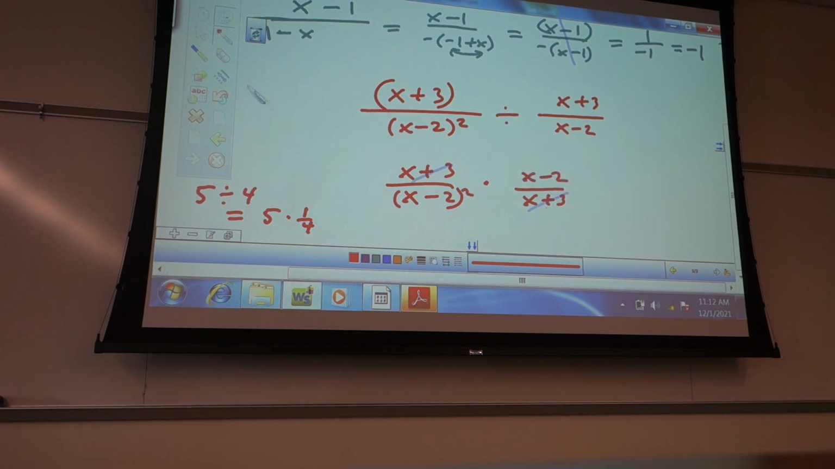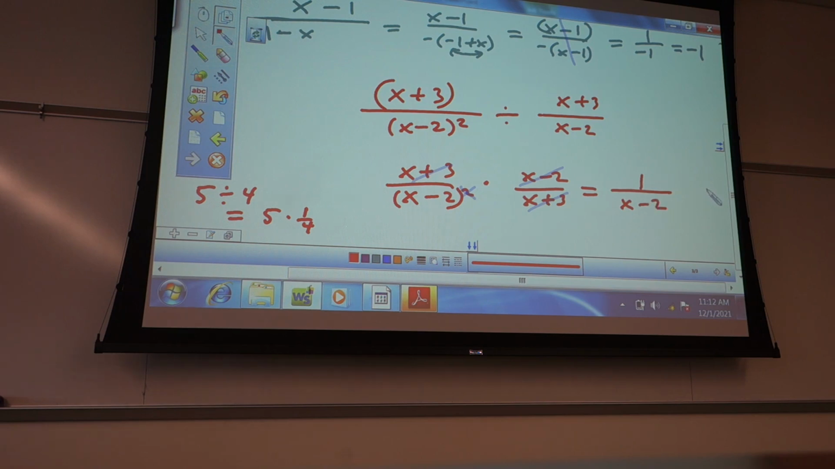So if I did this, then these two cancel out. This is 2 of them, and I only have 1 on top. So then one of these would go away, and that would go away. But there's still an invisible 1 on the top, and x minus 2 on the bottom.